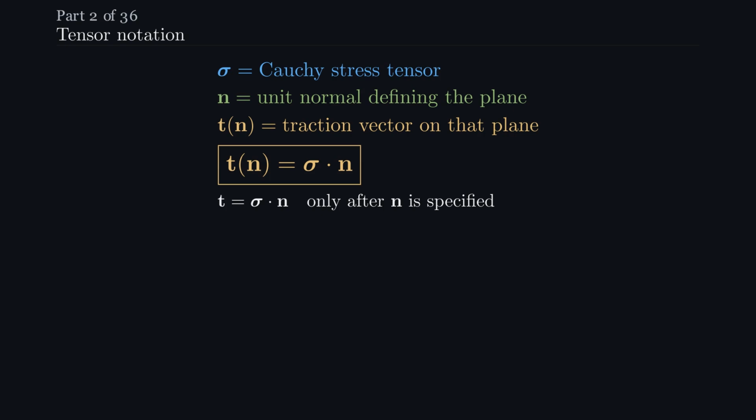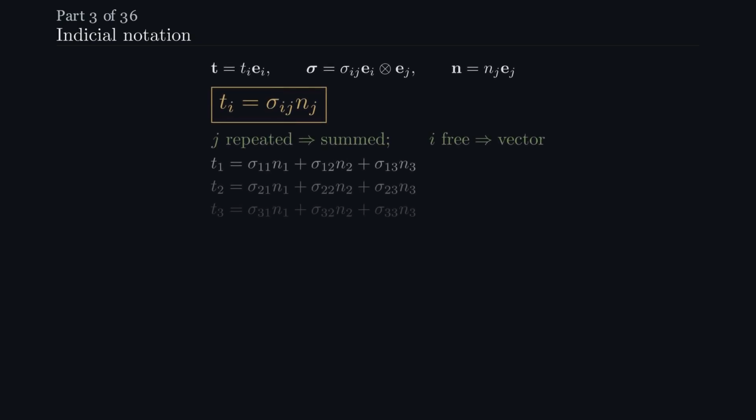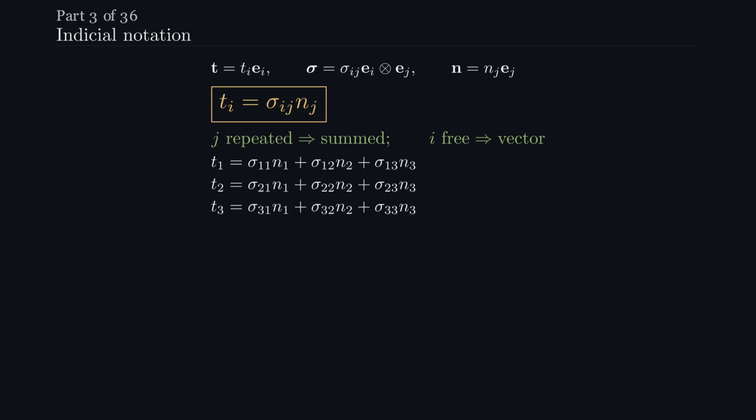The stress tensor is second order. The normal is a vector. And the result is a vector. In indicial notation, the traction law is Ti equals sigma ij nj. The index j is repeated, so it is summed. The index i is free, so the result has one free index and is a vector. Expanding i equal to 1, 2, and 3 gives the three traction components.